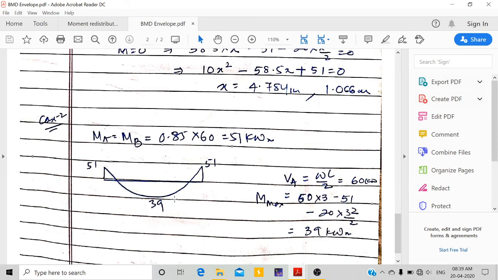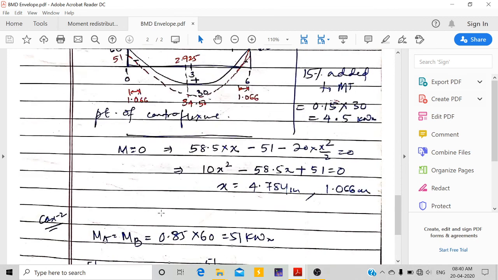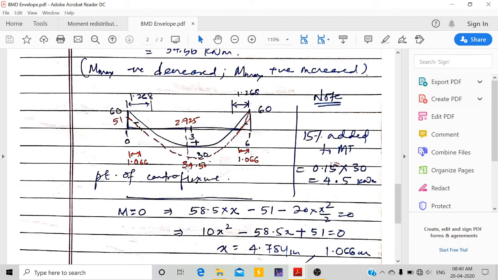In the first case, I just used one support because the question does not specify which one to redistribute for 15%. If I use redistribution for both supports, since this is just one span, okay. When it is multi-span, we only do it for one maximum moment. So 51, 51 here, and 39 at the center. You can see that the positive moment is increased and the negative moment is decreased. It was 60, which has decreased to 51, and in the center it was 30, which has increased. In moment redistribution, the maximum negative is decreased and the positive is increased.